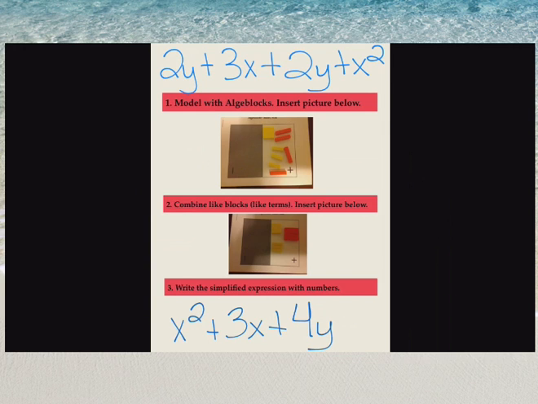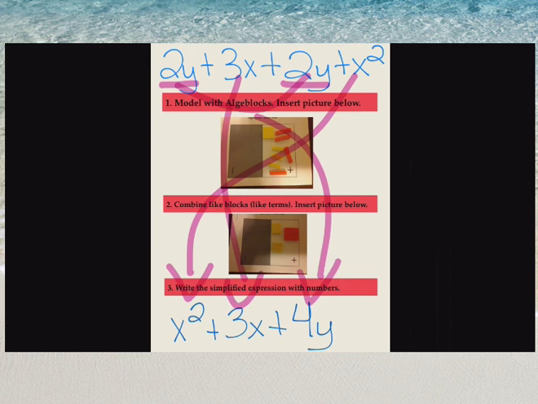Okay, so once again to recap, we said our y's were like terms. We combined 2y and 2y to get our 4y. 3x dropped down and x squared dropped down because we could not combine those with anything else. So our expression simplified is x squared plus 3x plus 4y.